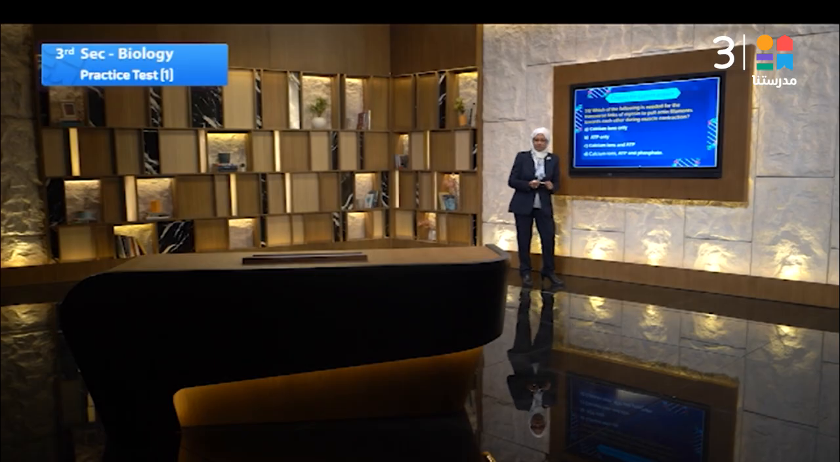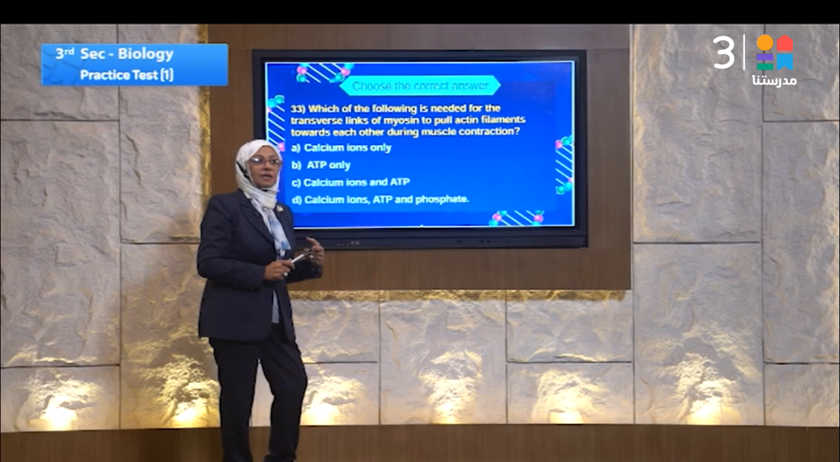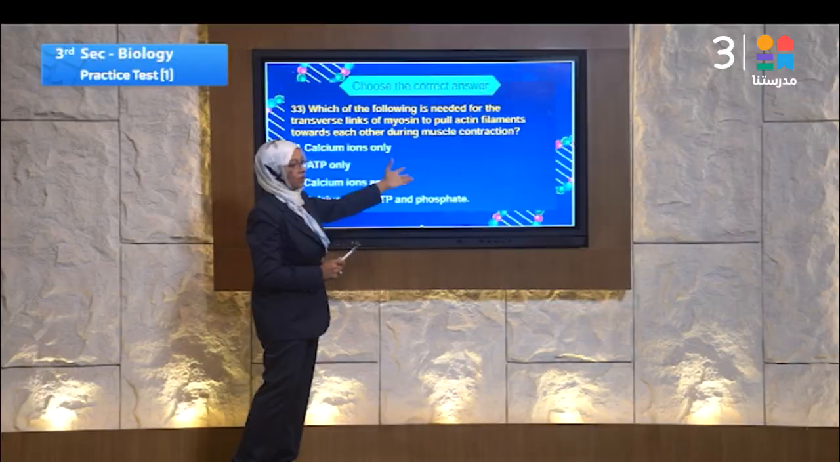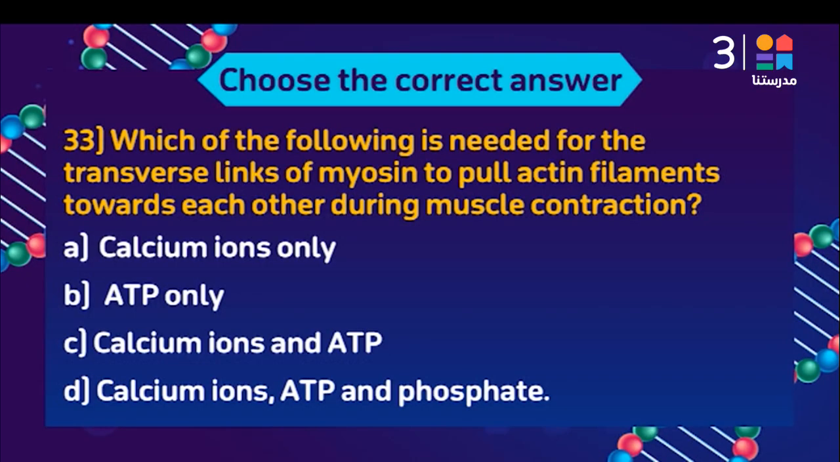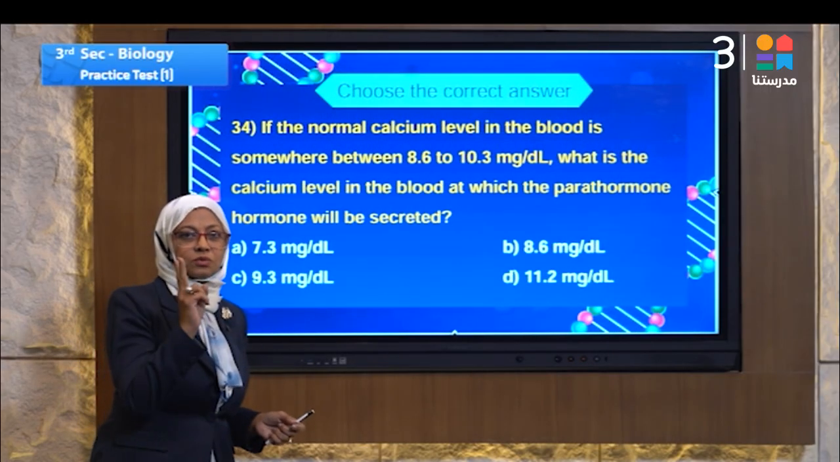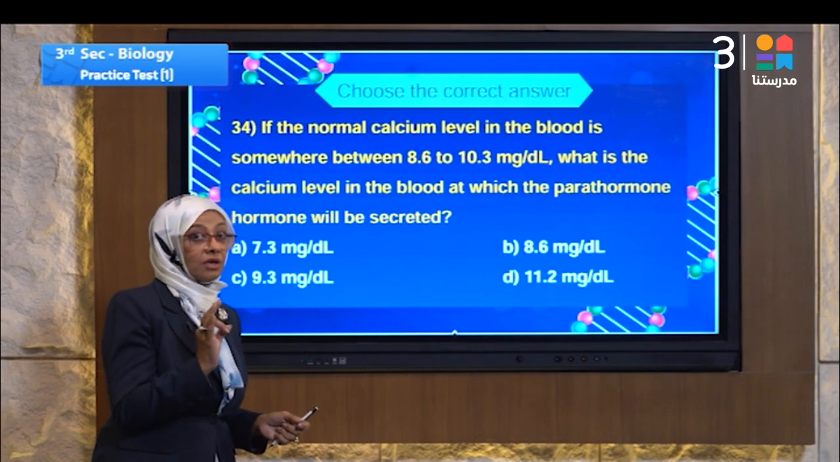Muscle contraction must be done by energy to make the pulling of the hooks and contract the muscles. So the answer must be B. ATP makes the energy. Let's go to 34. That's a question with 2 marks. We must read it carefully.